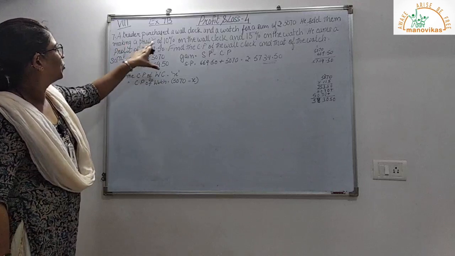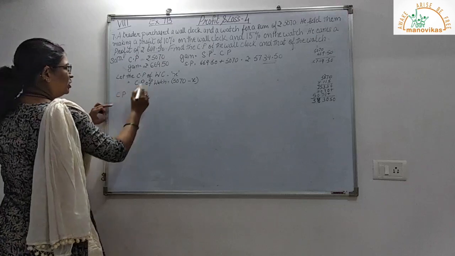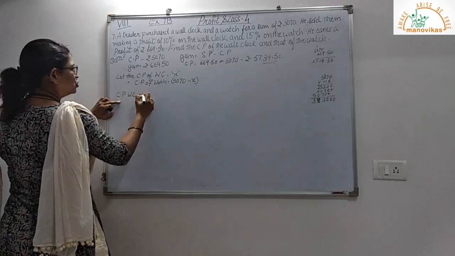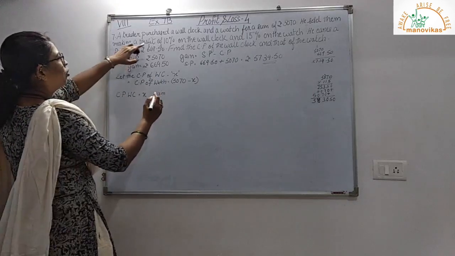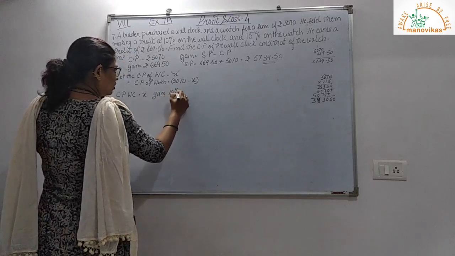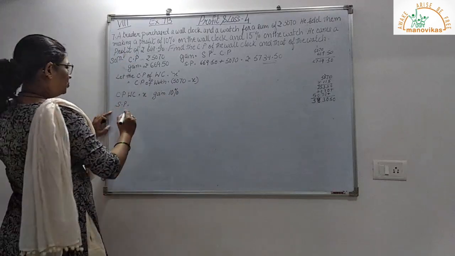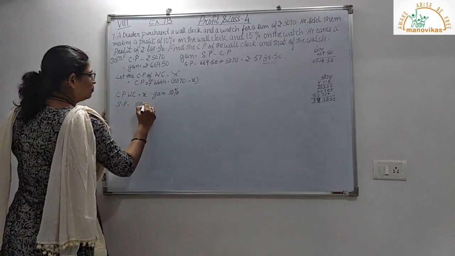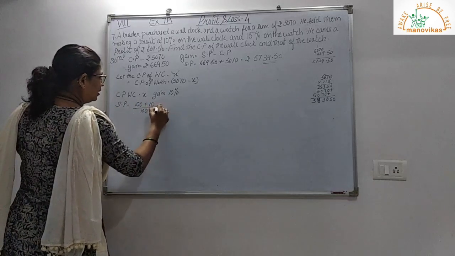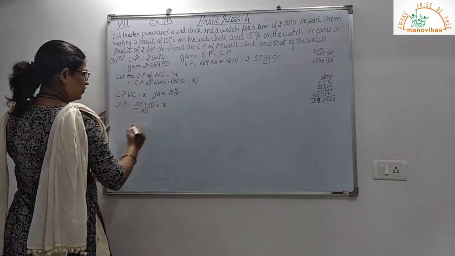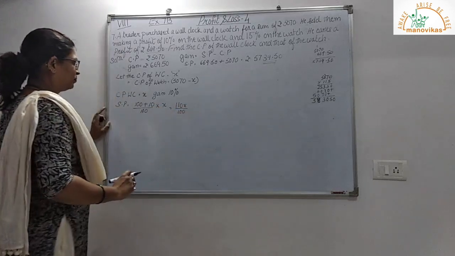Now what is told about the selling price? He sold the wall clock at a profit of 10%. So we have the cost price for the wall clock, which is equal to X, and he sold it for a gain of 10%. So now we can find the selling price. Selling price will be equal to 100 plus gain percent, that is 10, divided by 100, into the cost price, that is X. So we get 110X upon 100.